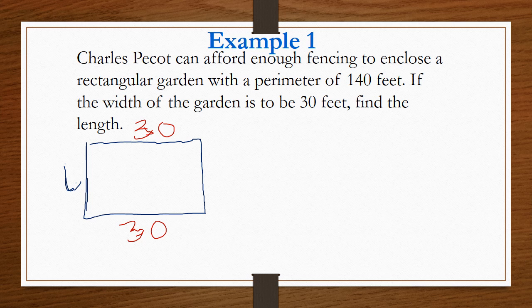Now, remember, I don't know if y'all heard me say that I'm kind of a lazy mathematician. So I know that I have two 30s. So instead of writing 30 plus 30, I'm going to write 30 times 2.